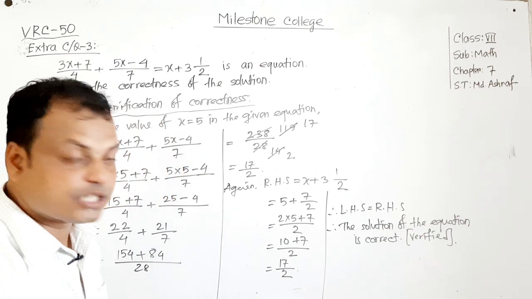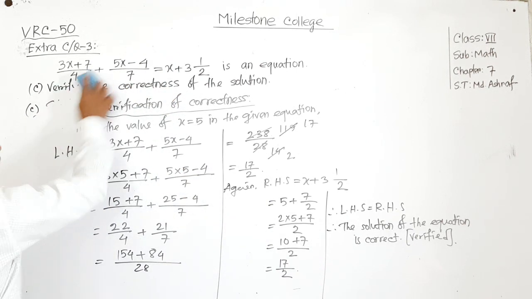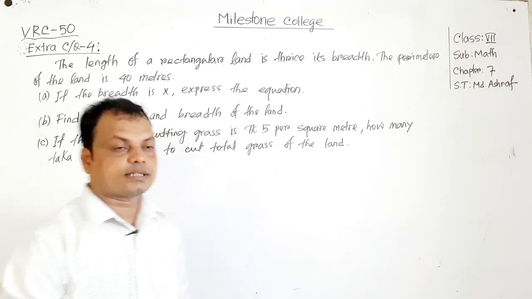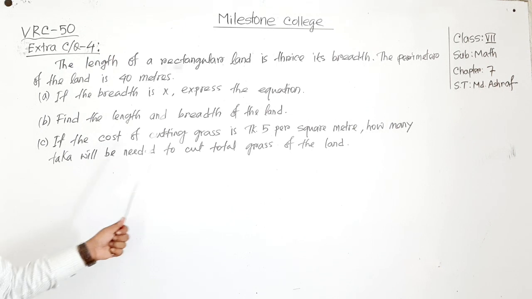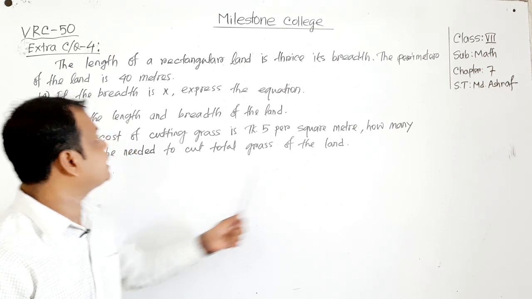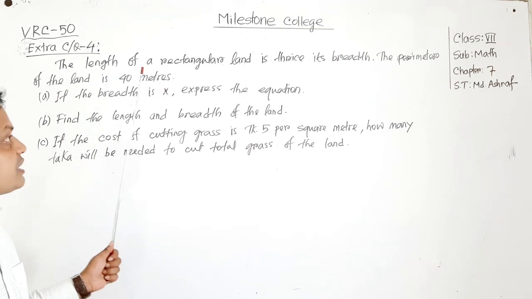Now we'll do the next one, another creative question, extra creative question number 4. So the stem is: the length of a rectangular land is thrice its breadth. The perimeter of the land is 40 meters. So this is the stem.